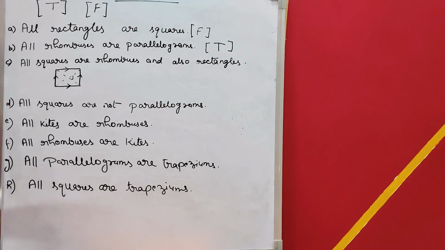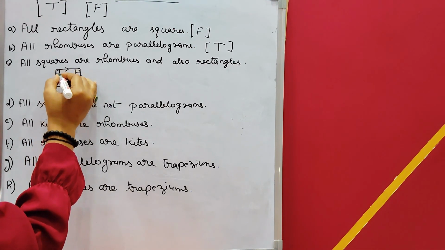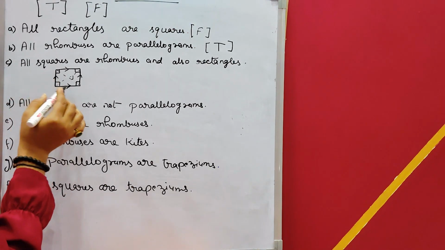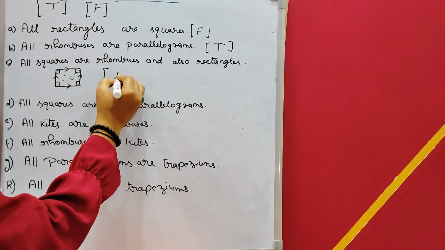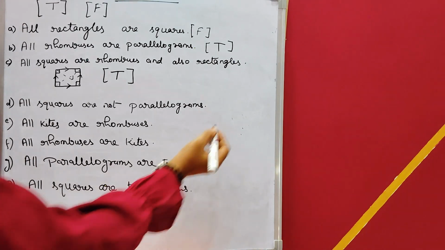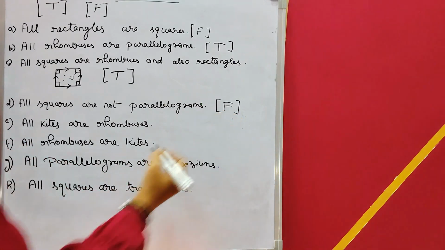And next one, rectangle. A rectangle has each angle 90 degrees. A square has each angle 90 degrees, so it is a rectangle. Also in a rectangle the diagonals are of equal length, and in a square you can see the diagonals are of equal length. So this statement is also true, that a square is a rhombus as well as a rectangle. Next one, all squares are not parallelograms. False, because a square is an example of a parallelogram, so how would it be possible?